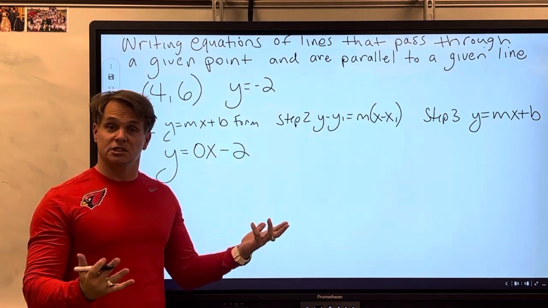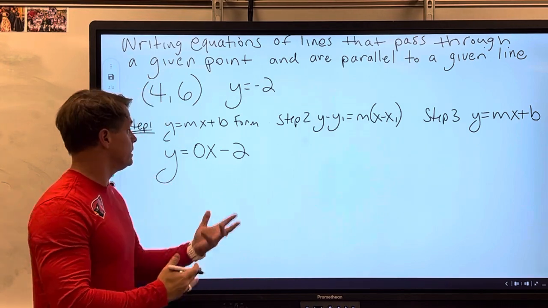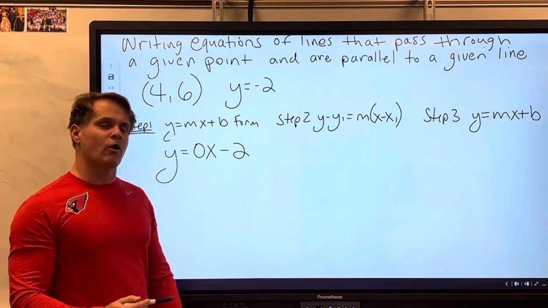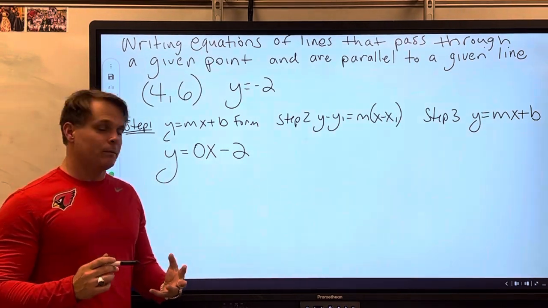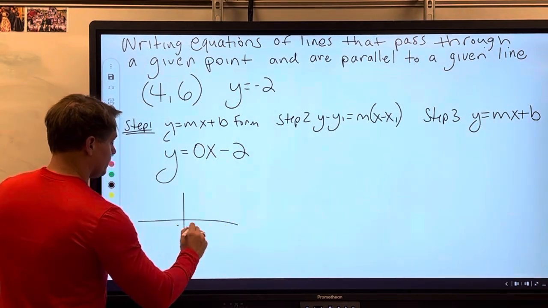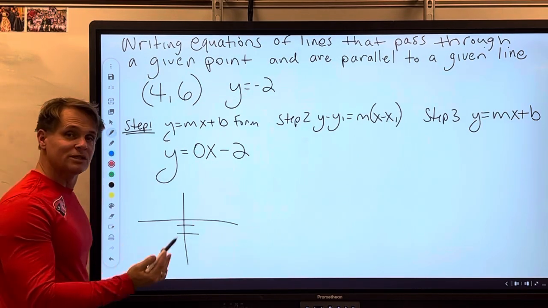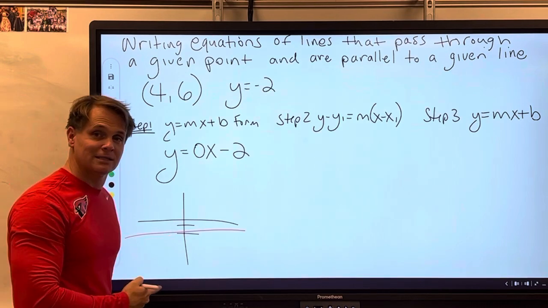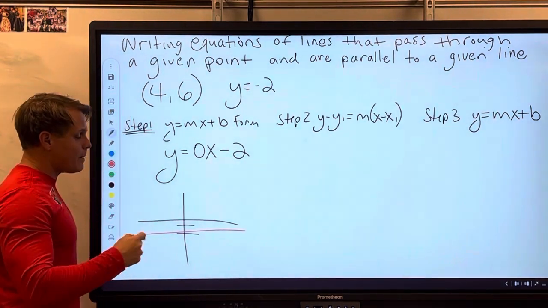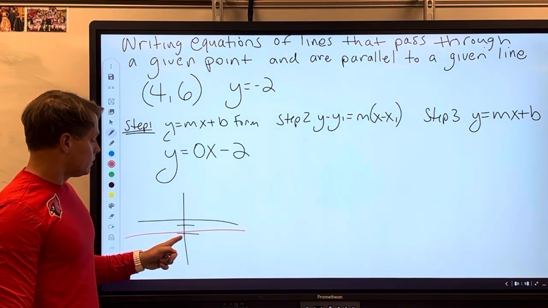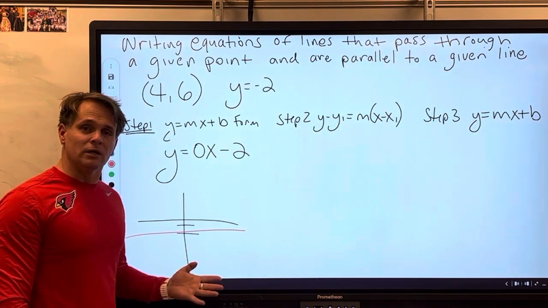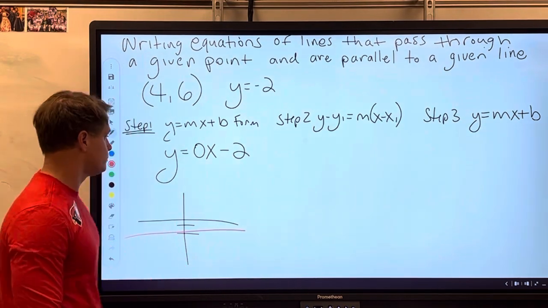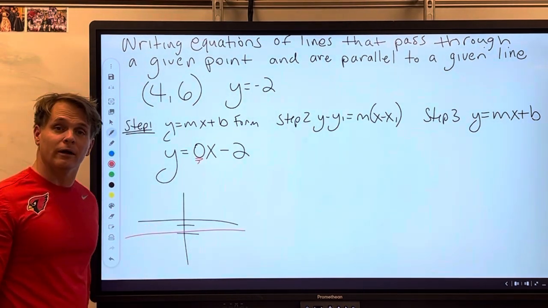So let's say I rewrite it like this: y equals 0x minus 2. 0 times x is 0. 0 minus 2 is -2, so that would be what we started with. Okay? If we remember, though, y equals a number is a horizontal line. Okay, so it would look like this. It'd go through -2 on the y-axis. Anytime a line is horizontal, it always has a slope of 0. Okay, so there's our 0 slope right there.